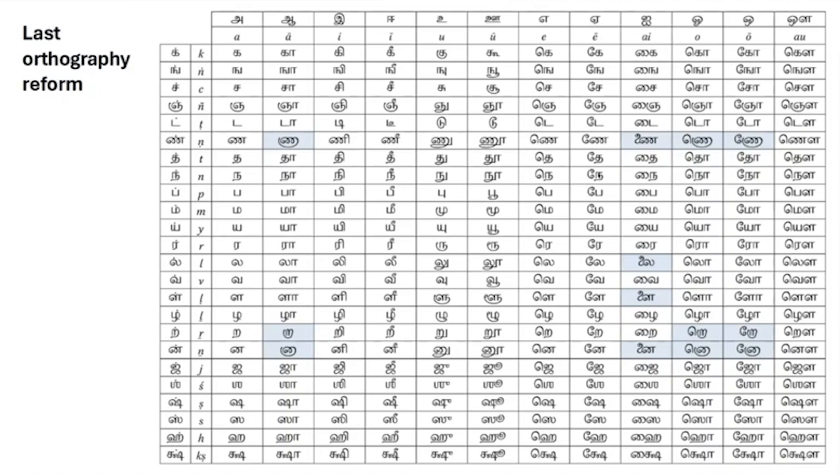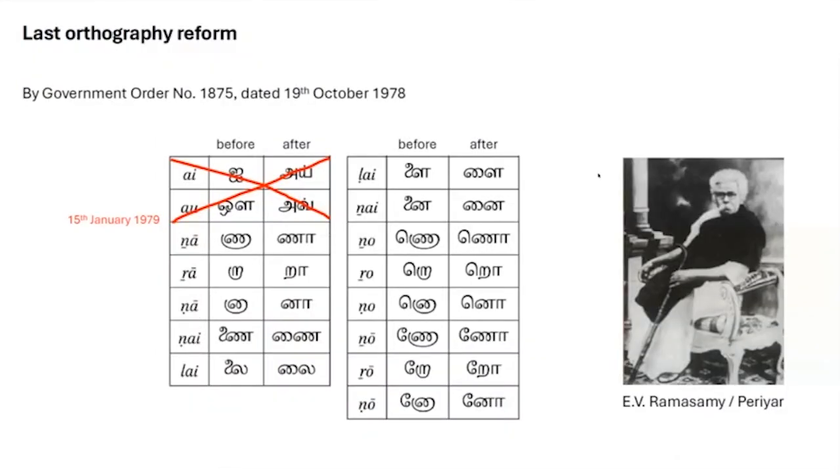And the same with long R, right? The R symbol, it looks like the Ra, we have seen that in all of these, but some of them have just a big loop instead. And this has been fixed by the orthography reform that has been issued by government in 1978.